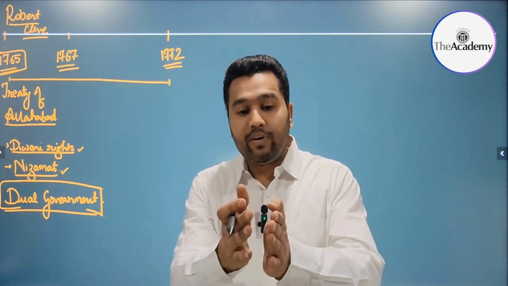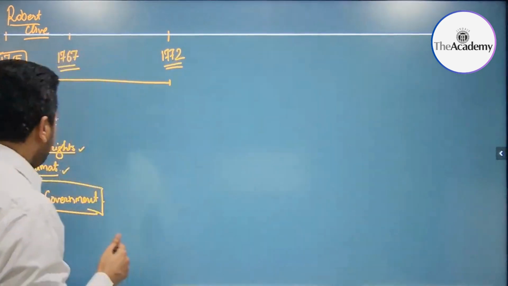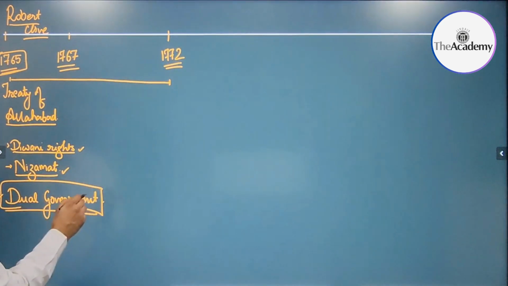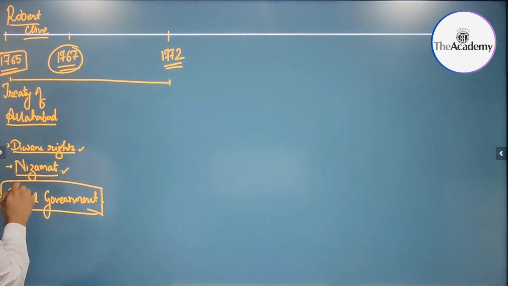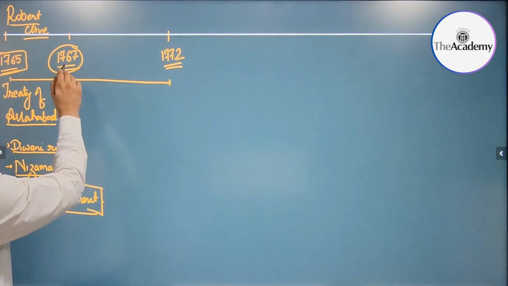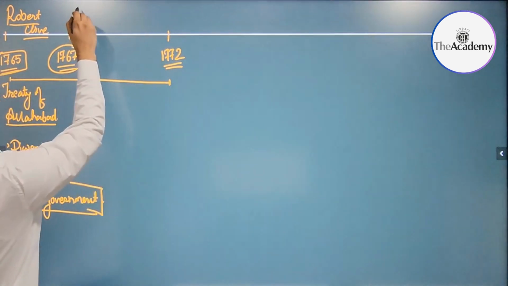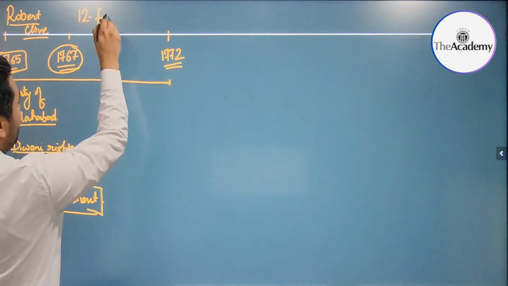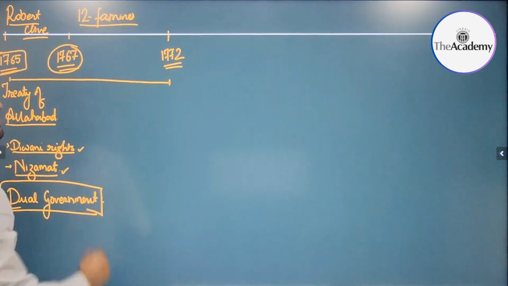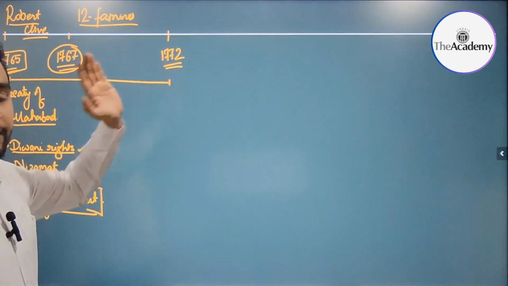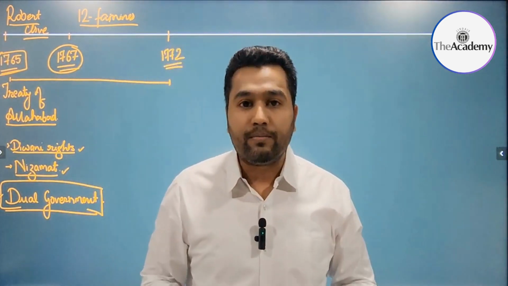So it was a system where power was separated from responsibility. And this had a disastrous effect. That is why from 1765 up till 1767, Robert Clive established the dual government, and its impact was witnessed from 1767 till 1772, when there were as many as 12 major famines. From 1767 till 1772, the entire law and order of Bengal broke down.